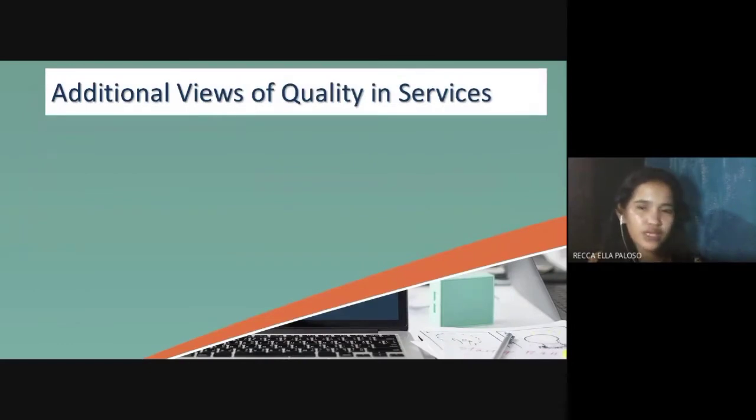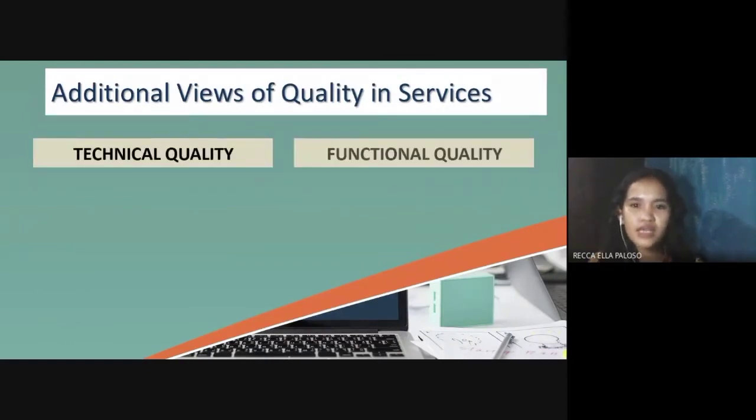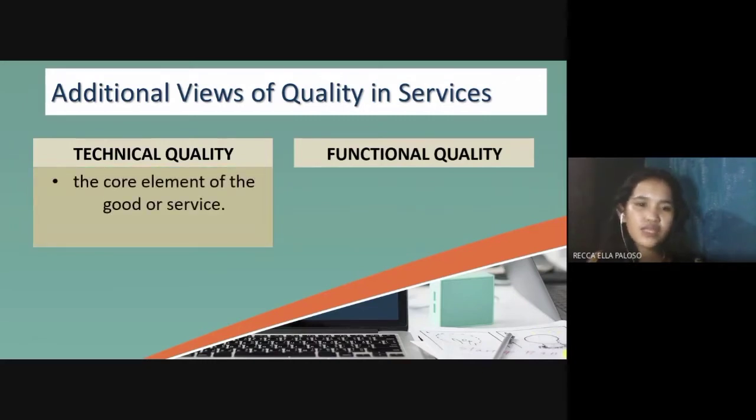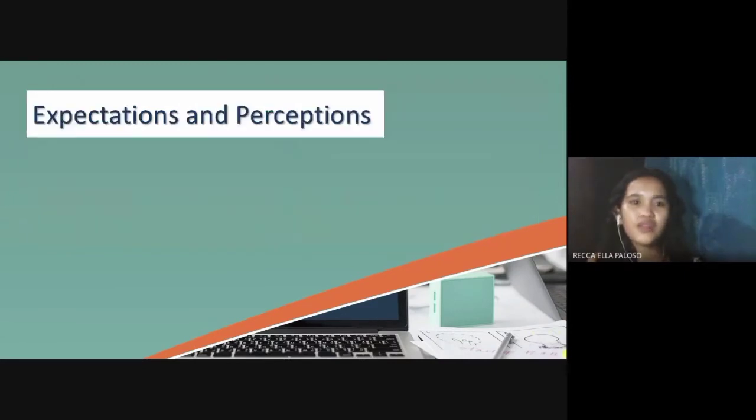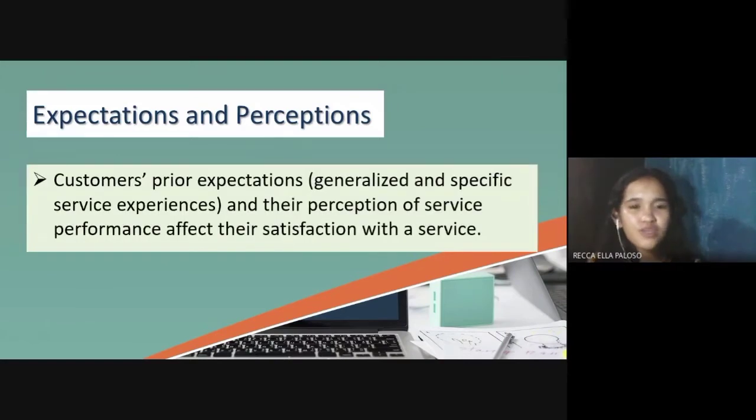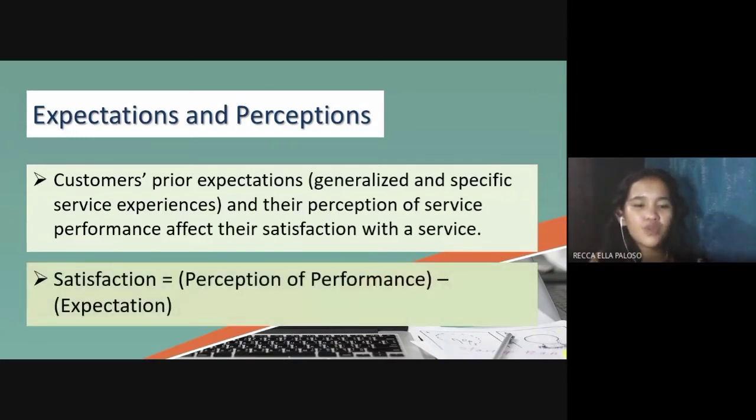Additional views of quality in services: technical quality and functional quality. Technical quality is the core element of the good or service, while functional quality is the customer perception of how the good functions and the service is delivered. The other one is expectations and perceptions. Customer prior expectations, generalized and specific service experiences, and their perceptions of service performance affect the satisfaction with a service. So basically, satisfaction is equal to the perception of performance minus the expectation.